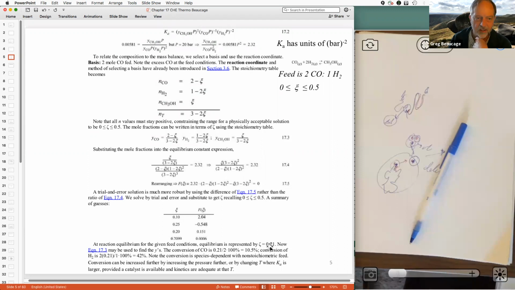Then if you want to know the extent of reaction in terms of CO, you take the original 2 moles of CO. So 0.21 divided by 2 moles gives 10% conversion of CO. And if you do it in terms of hydrogen, you started with 1 mole. It's consuming 2, so it's 2 times 0.21 divided by 1, which gives 42% conversion in terms of hydrogen. So the conversion is going to depend on which species you want to use for the conversion.